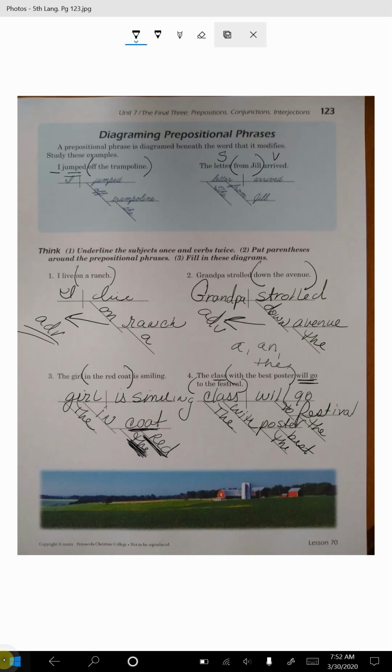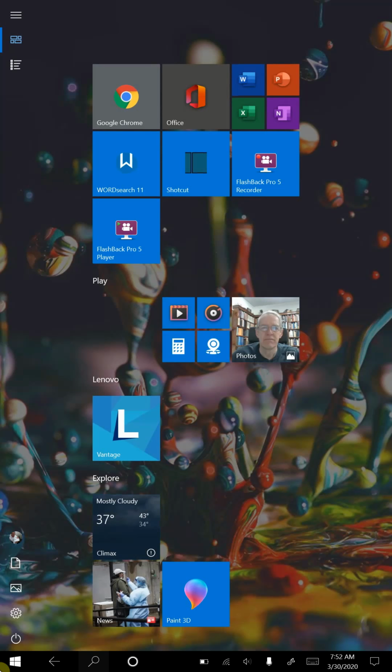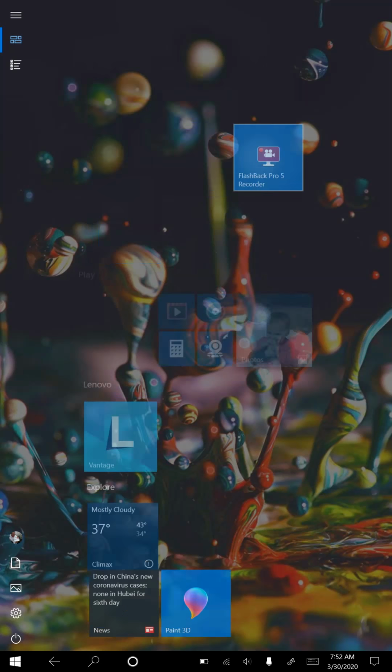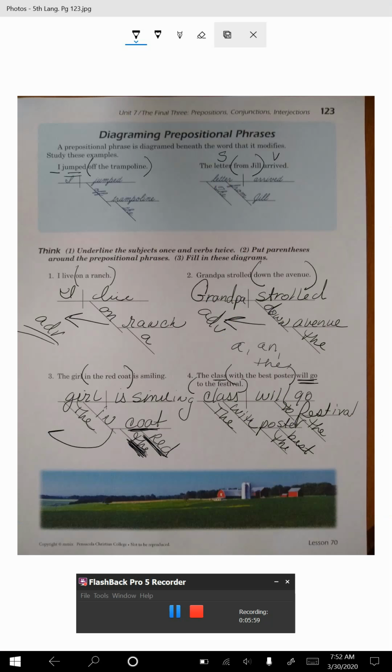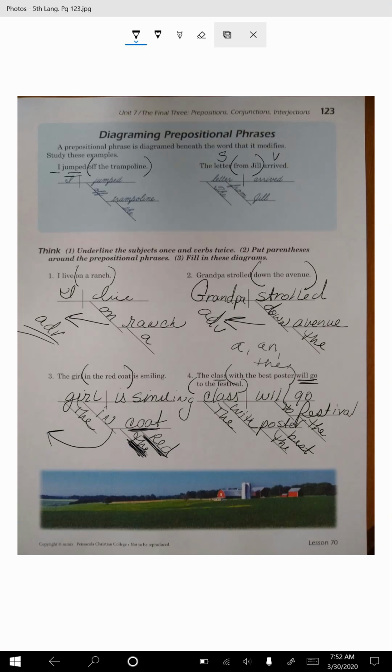The girl in the red coat, that's describing the girl. Whoops, I've lost it. Go back to this, see if that does. There we go. The girl, describing the girl. So that would be adjective. With the best poster, that's describing the class. That's adjective. Where they will go, this one's adverb. So prepositional phrases are always adjective or adverb.